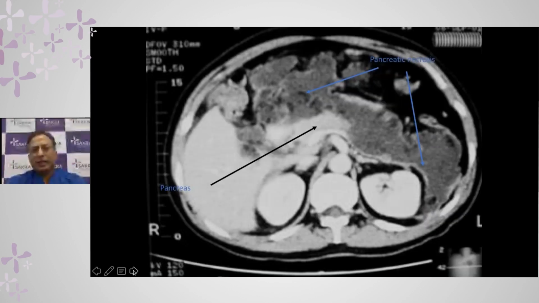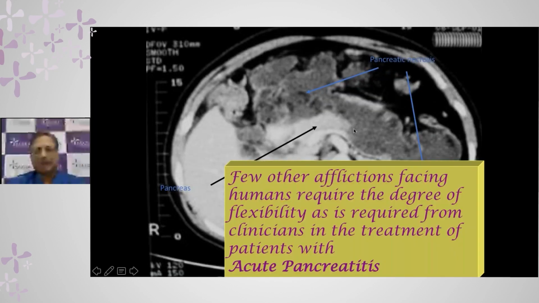So this is a typical CT scan of a patient with pancreatitis, with this all gray area being the necrosis. And it has been said that few other afflictions facing humans require the degree of flexibility that is required from clinicians in the treatment of patients with acute pancreatitis. And that is the reason why I wish to discuss this with you.